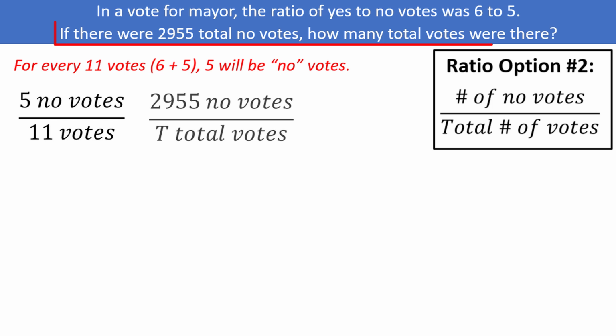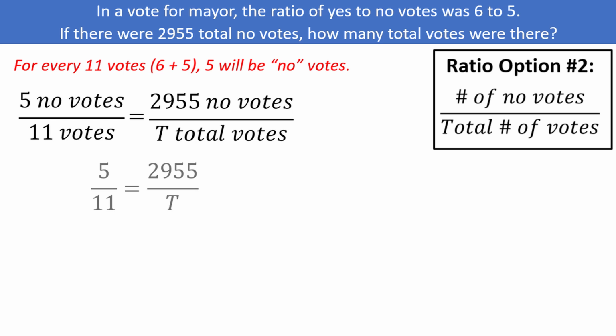There are 2,955 no's, which is some ratio of the total number of votes, T. These two ratios are equivalent, as the ratio of 5 to 11 should also apply to the total number of votes. Let's rewrite the problem without the units. Now we can cross multiply.